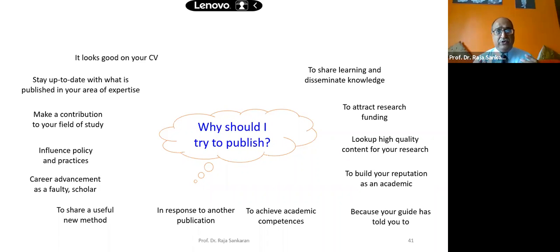Now, why should you be publishing a research paper? There are many such reasons for it. For example, I want to share my learning and disseminate the knowledge, or it could be for sourcing some of the funding, or you want to build your reputation as an academician. It could be influencing the policies, or it looks good on my CV, or it is a prerequisite as part of my PhD journey that I need to publish, or I'm looking for advancement in my career as a faculty. Hence, I need to publish it. So there could be various reasons. So be familiar with why you need to publish and continue with this journey.